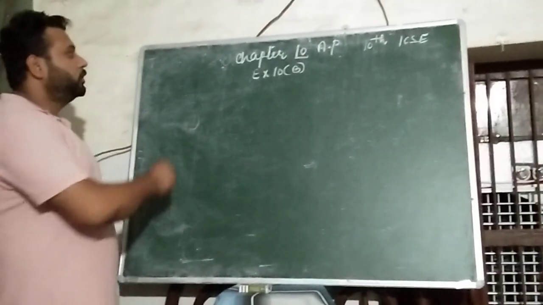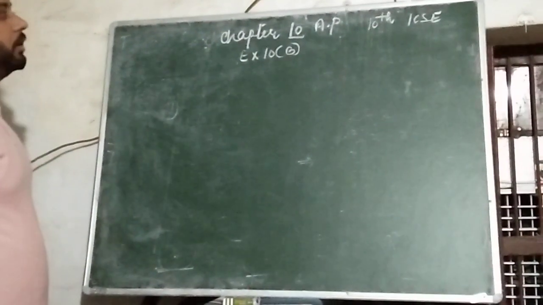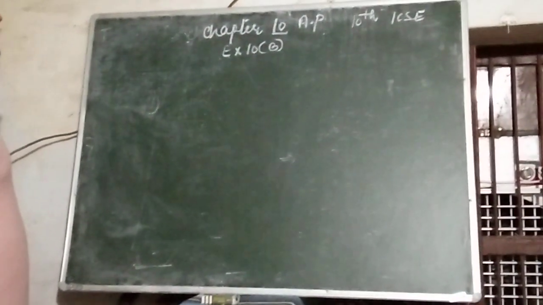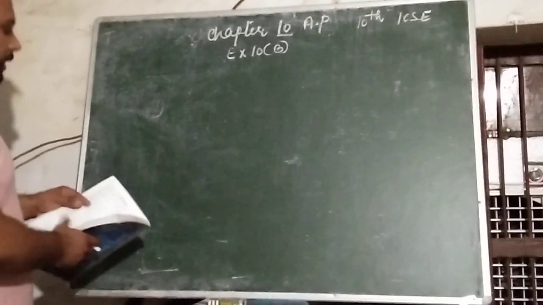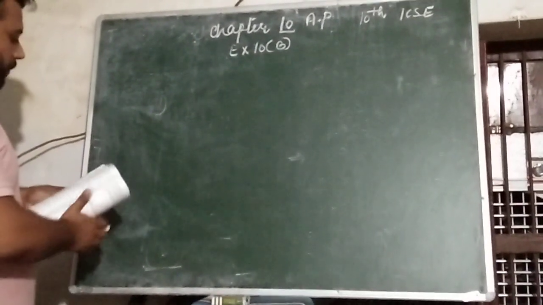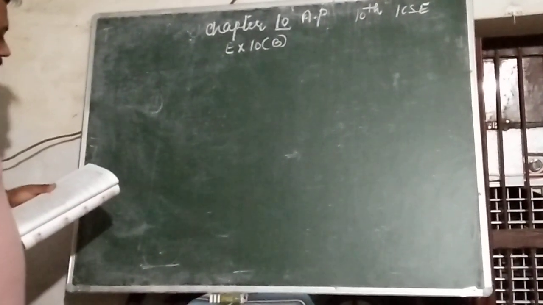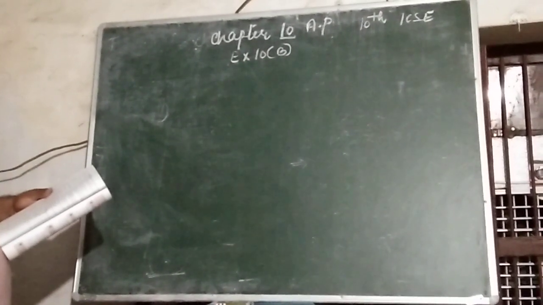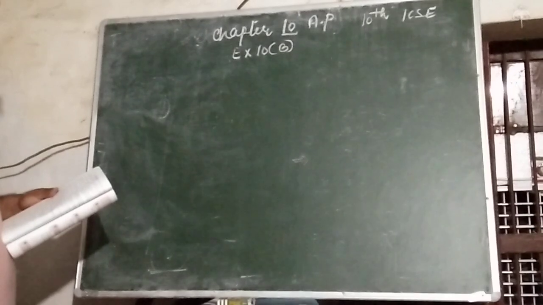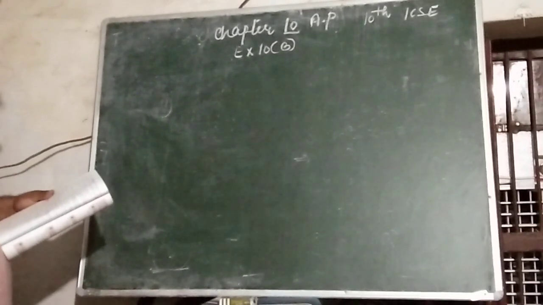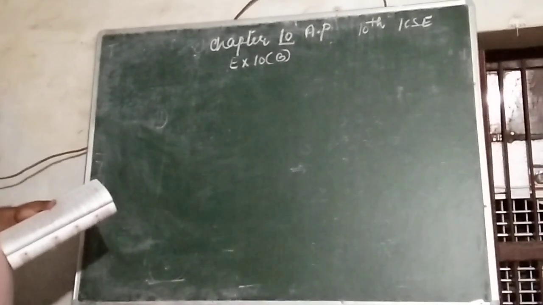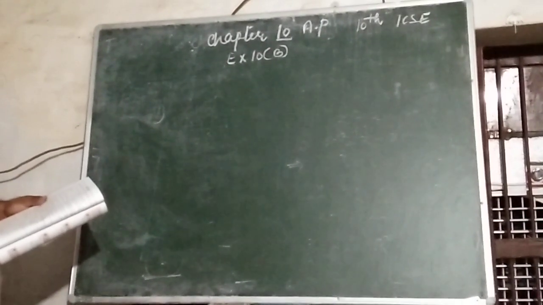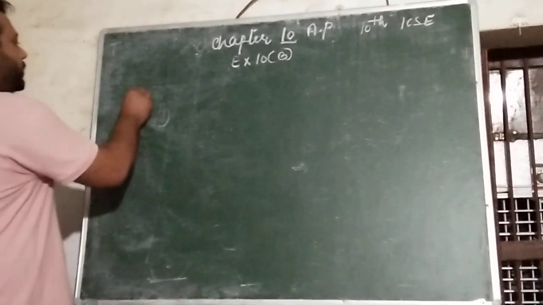So today we will continue with chapter 10th AP, 10th standard ICSE board, exercise 10B. I just read the statement, you just listen. In an AP, 10 times the 10th term is equal to 30 times the 30th term. Find the 40th term. So how will we start such a type of question?